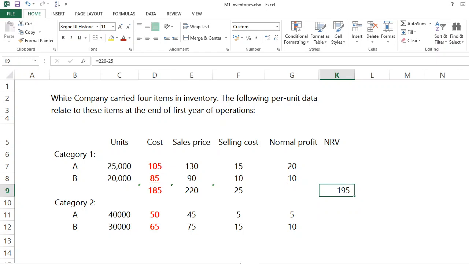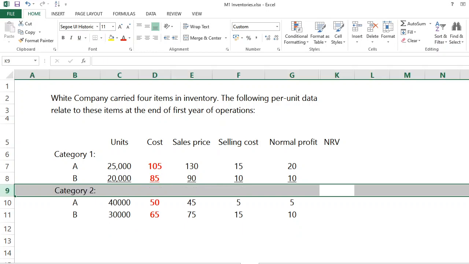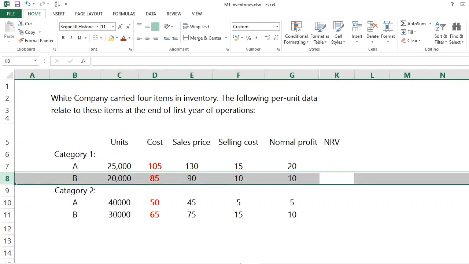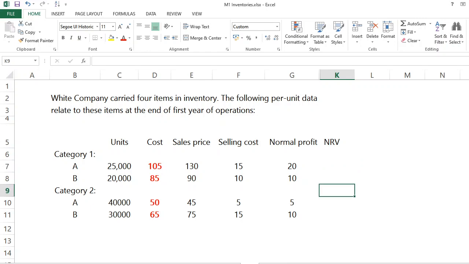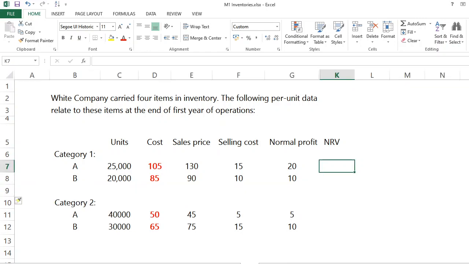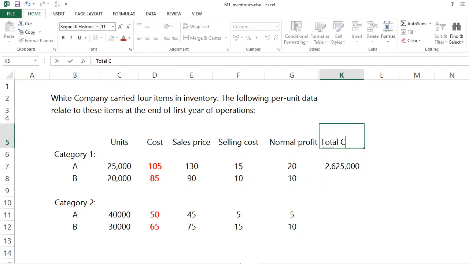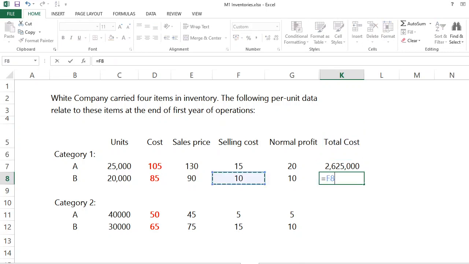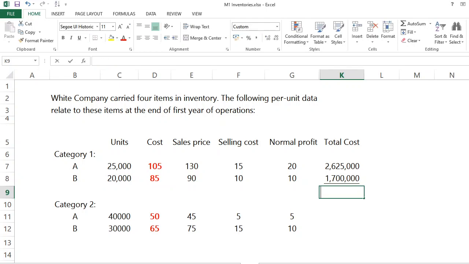Sorry, that's not how it should be done. Per category, we need to multiply first. So for the category, we have a total cost of 25 times 105. And then for category B, we have 20,000 times 85. That's 17. So we have 4,325.